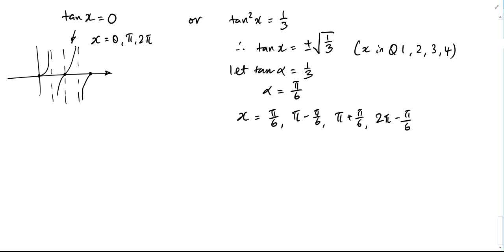Combine all the answers together. We have x equals to 0, pi over 6, and 5 pi over 6, pi, and 2 pi. So all these are the answers.